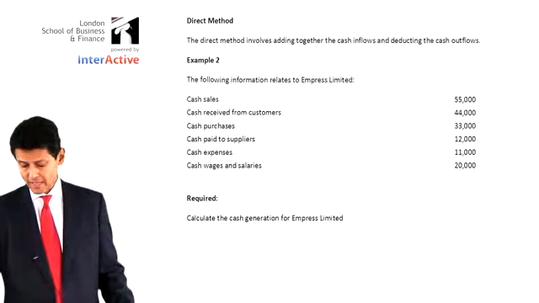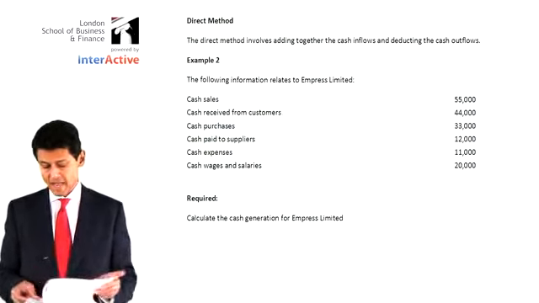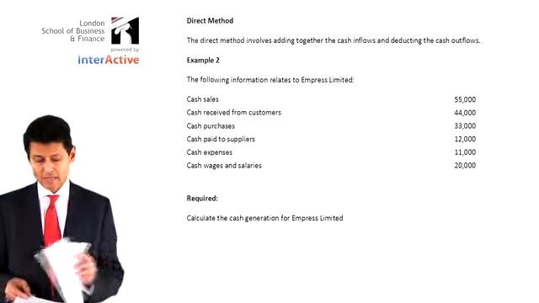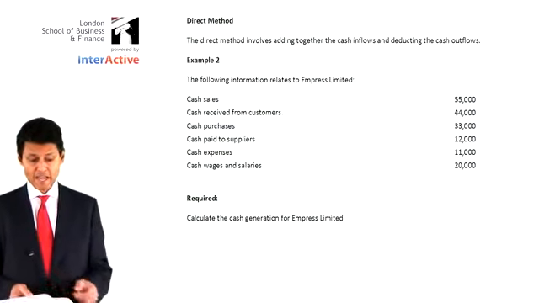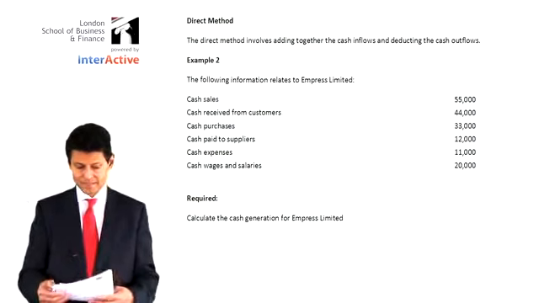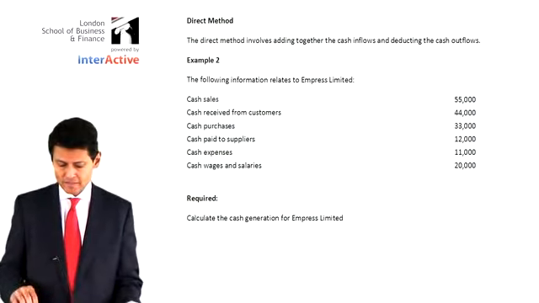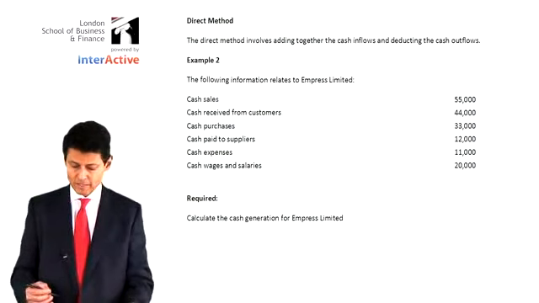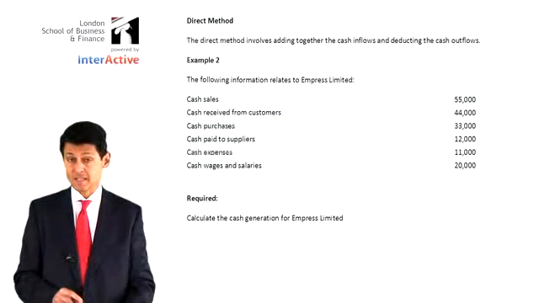Now, there's something called the indirect method, the method I showed you, the most popular method, and naturally there's another one called the direct, and it is to that we now turn our attention as our last few minutes on cash flow statements. The direct method. The direct method involves adding together the cash flows, inflows, and deducting the cash outflows. It's as easy as that.